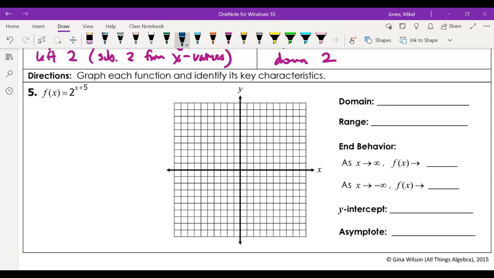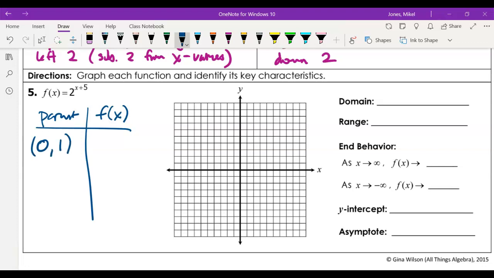Okay, so this graph has a parent function of y equals 2 to the x. So in the parent function, we're going to have the point 0, 1, and we're also going to have the point 1, 2. And finally, the horizontal asymptote at y equals 0. Okay, so that's what the parent function will have, 2 to the x. And how is this graph going to be different than the parent? What's the transformation? Left 5.